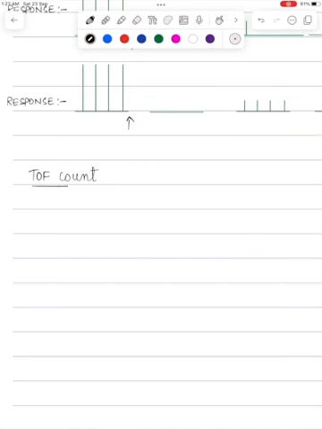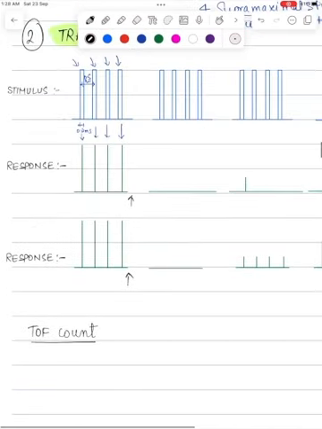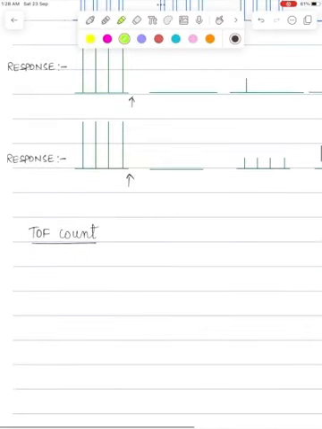So what is TOF count? TOF count generally refers to the number of discernible responses after TOF stimulation. So you've given the TOF stimulation. How many responses can you see? How many twitches can you see after TOF stimulation? That is called the TOF count.